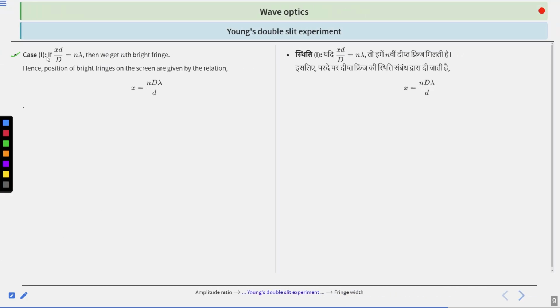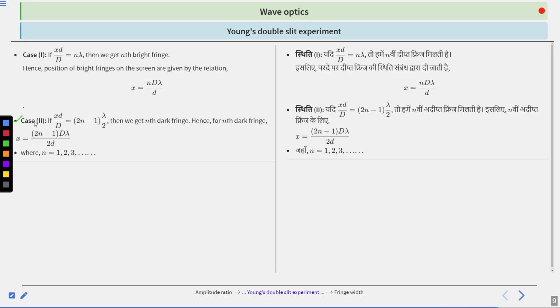First case: if xd divided by D is equal to n lambda, then we get the nth bright fringe. Hence, the position of bright fringes on the screen is x equal to n D lambda divided by d. Second case: if xd divided by D is equal to (2n minus 1) lambda by 2, then we get the nth dark fringe. Hence, for the nth dark fringe, x is equal to (2n minus 1) D lambda divided by 2d.